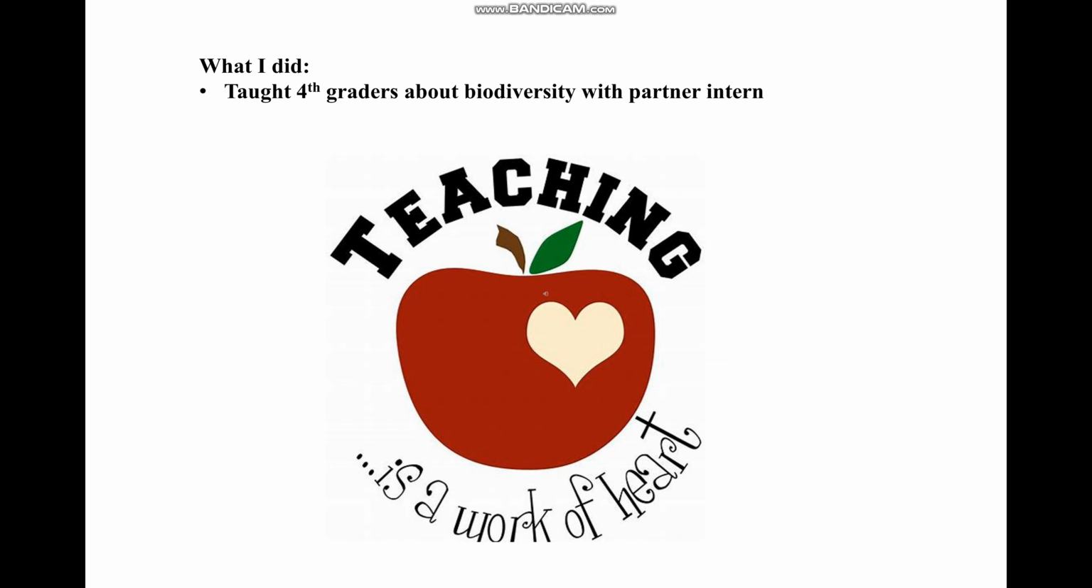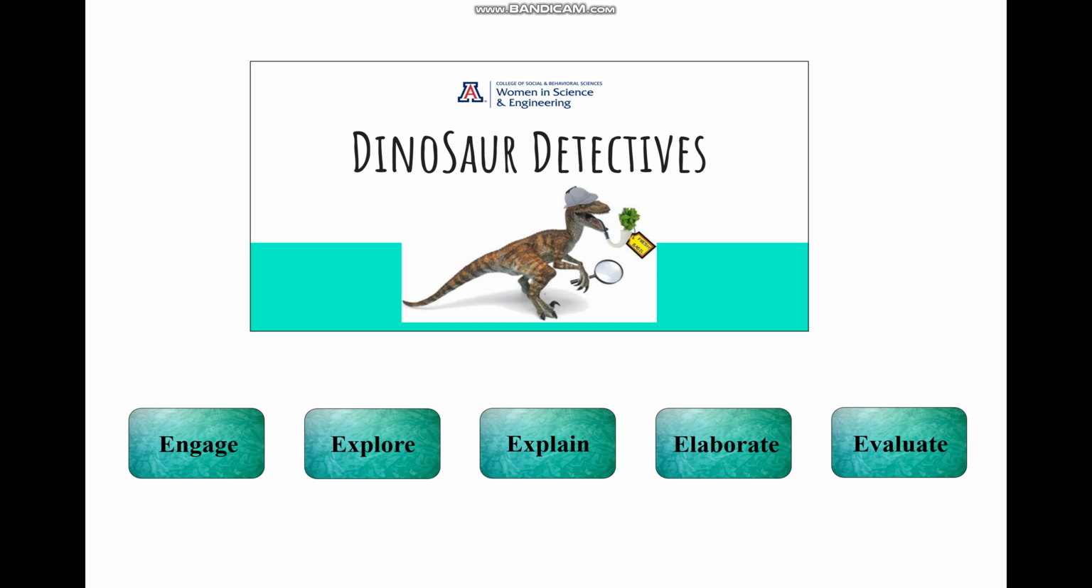In this internship, I taught fourth graders about biodiversity with my partner intern. For this internship, I worked in a group of 2, my partner intern and I. Together, we wrote lesson plans in the 5E structure, which consists of engage, explore, explain, elaborate, and evaluate. The first E, engage, is a fun activity that you do to get students excited about the lesson.